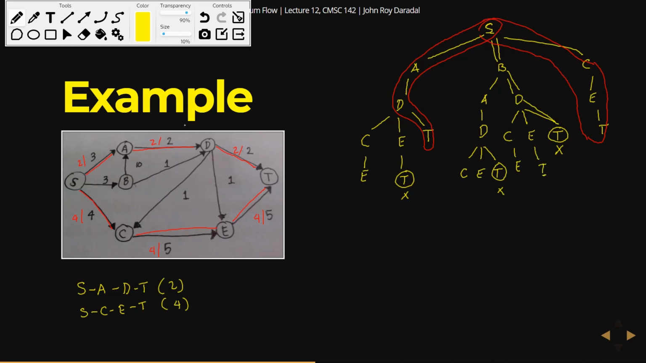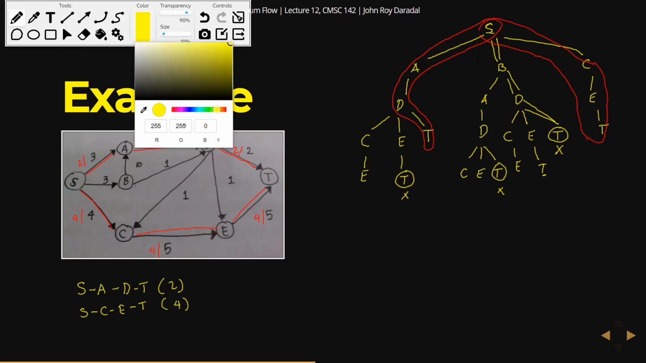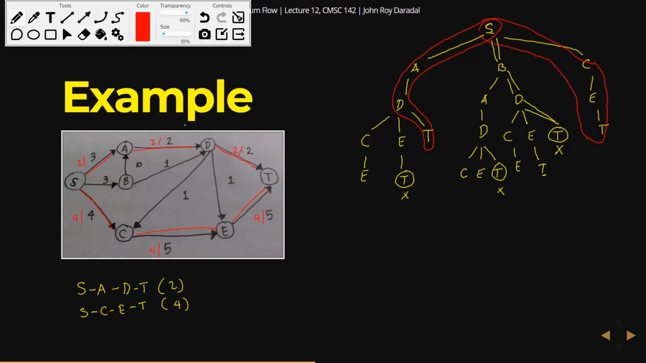Now we have found another T here. So let's check SBDET. It's this one, SBDET. This path would be SB, BD, DE, and ET. And you are still allowed to send one flow here. So 1 out of 3, 1 out of 1, 1 out of 1, and then you can still add 1 here, so this becomes 5 out of 5.